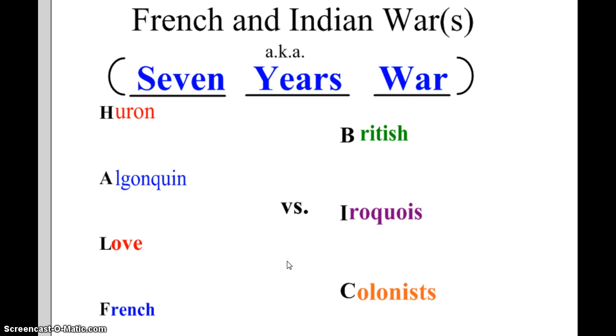We know that the French and Indian War was won by the British, and what they were fighting over was that Ohio River Valley, the control of that area for trade and possibly for fertile land for actual growing of crops.